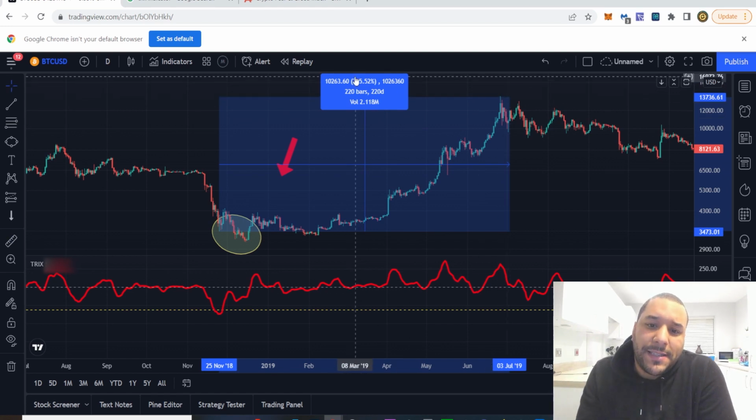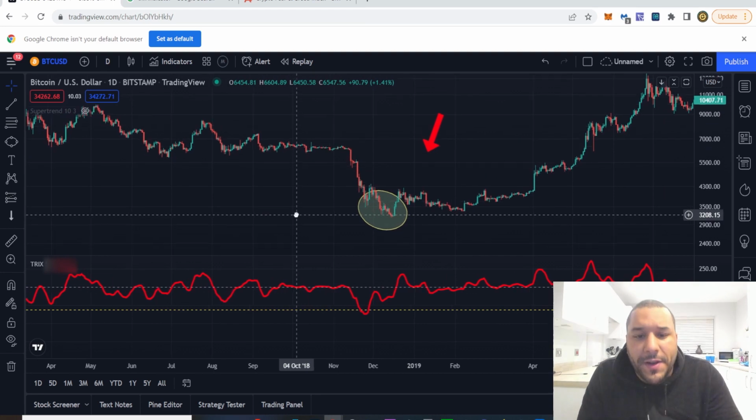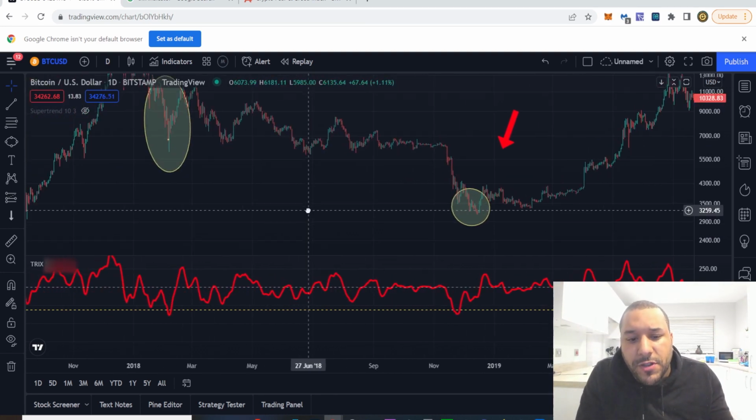That's a 295% pump on Bitcoin. So, this is what we're looking for. We're looking for these key signals that can guarantee us some great opportunities to buy.